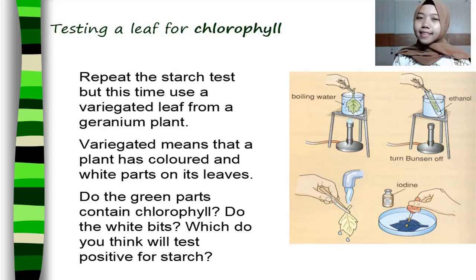Testing a leaf for chlorophyll. Repeat the starch test, but this time use a variegated leaf from a geranium plant. Variegated means that a plant has colored and white parts on its leaves. Do the green parts contain chlorophyll? Do the white bits, which do you think will test positive for starch?